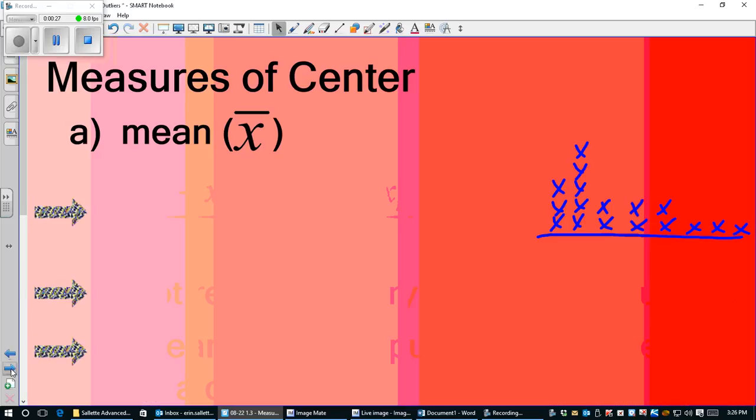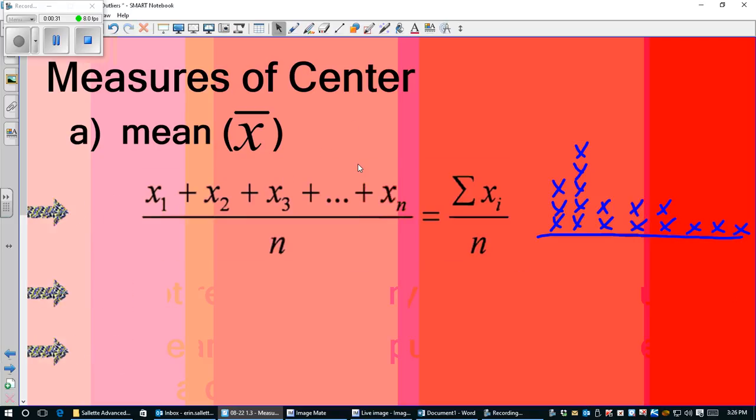So let's talk about one of the measures of center, mean. This is a very common, used measure of center. We use it in terms of calculating grades. You add up all of your values in your data set and you divide it by the total number of values you have in that data set. This is just the mathematical equation for doing so.